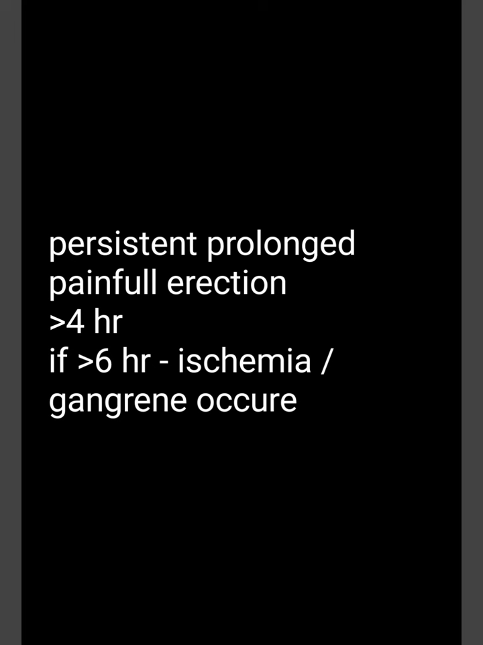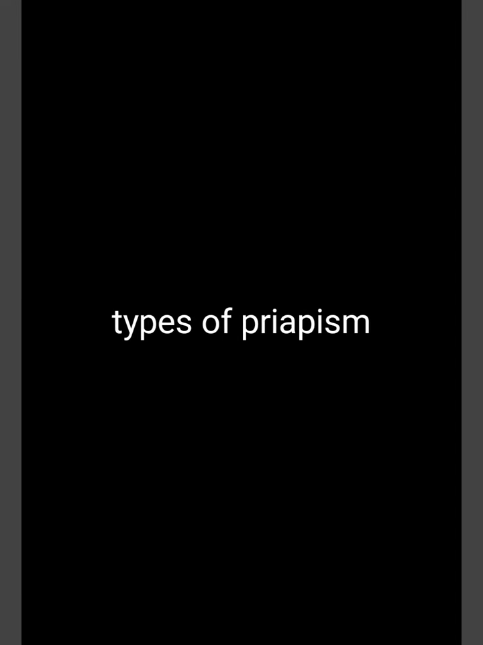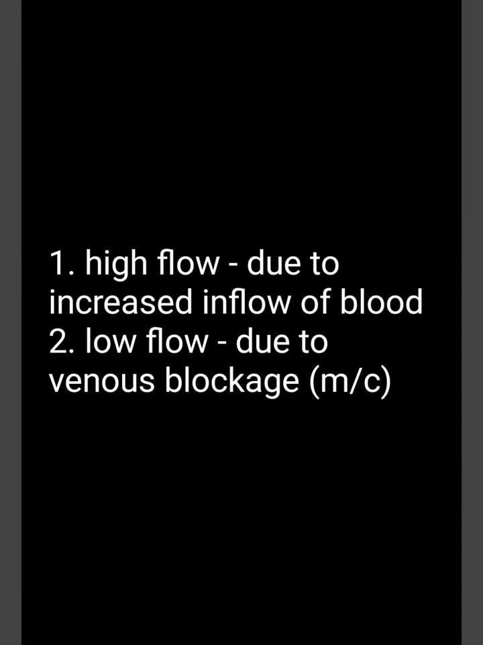What's priapism? Persistent prolonged painful erection, greater than 4 hours. If greater than 6 hours, ischemia, gangrene occur. Types of priapism. 1. High flow, due to increased inflow of blood. 2. Low flow, due to venous blockage, most common.